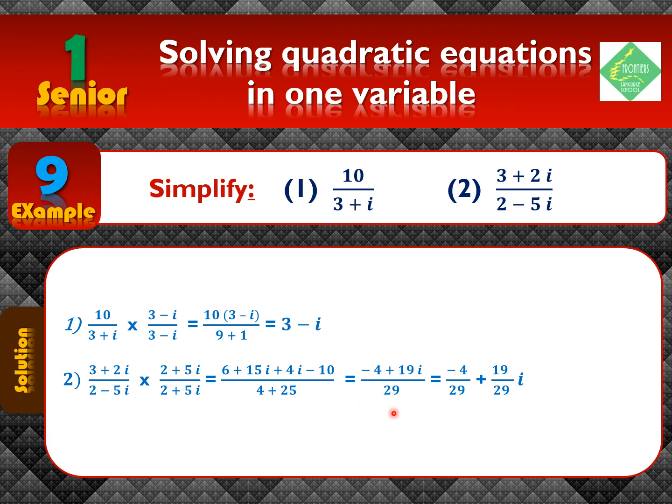Now I have in the numerator negative 4 plus 19i over 29. You must leave it in the form of real and imaginary parts like this. I have a real part and I have an imaginary part. Here I have 29 in the denominator and I have a positive sign. So I will take negative 4 over 29 as the real part. Put a positive sign. I will take 19i over 29 as the imaginary part.